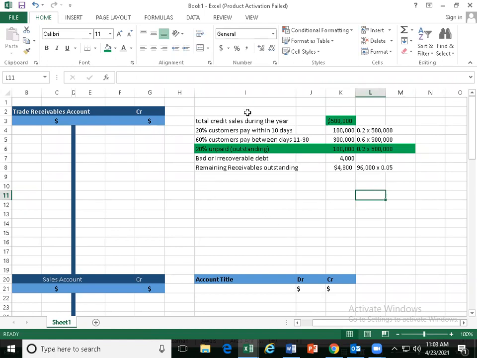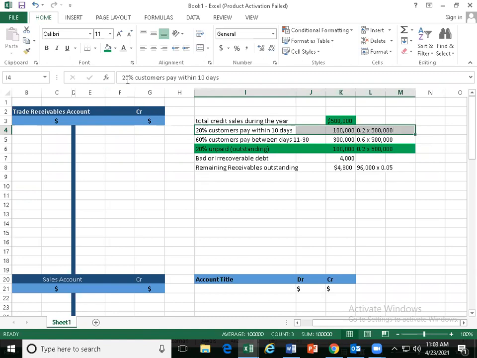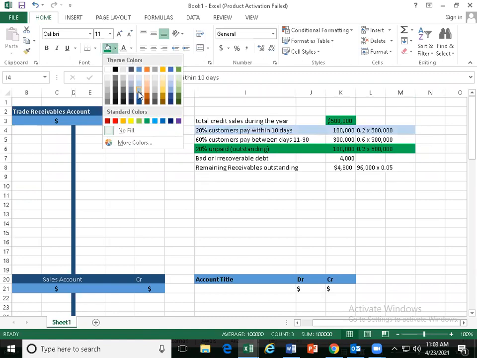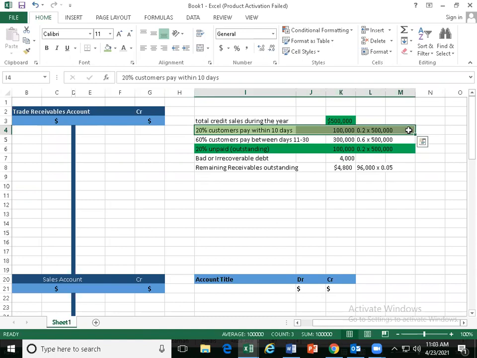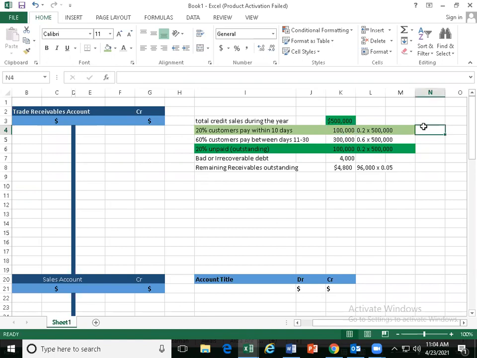There is one thing, yes, discount. 20% of customers pay within the first 10 days. Those people who are going to pay $100,000 will get a 2% discount, which comes to 2,000. It means they are going to pay $98,000, rather than paying the full amount due, which is 100,000.